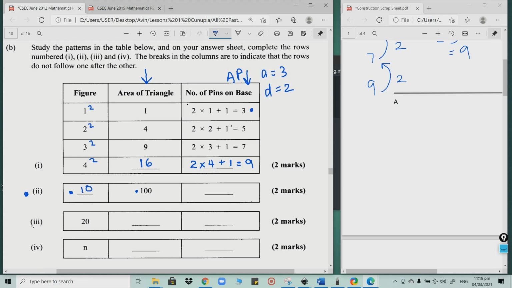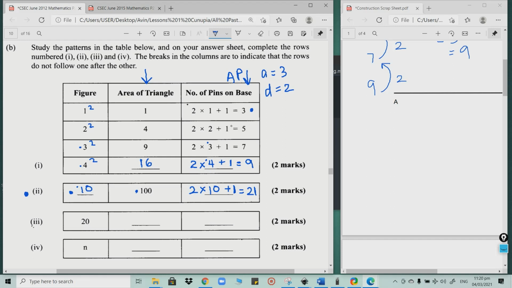So let's fill out the pattern here. You must have a 2 here. If here is 4, then over here has to be 4. If here is 3, over here has to be 3. So if here is 10, then over here has to be 10. And the formula always has a plus 1. 2 by 10 is 20. 20 plus 1 is 21.